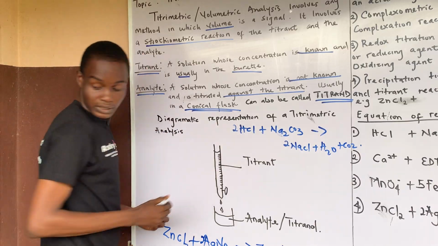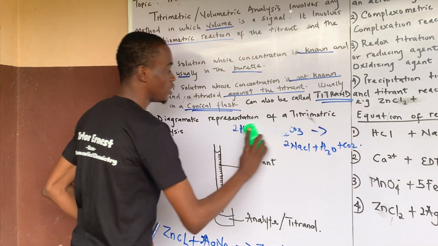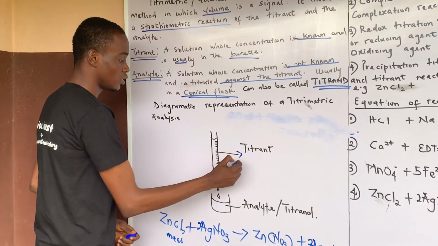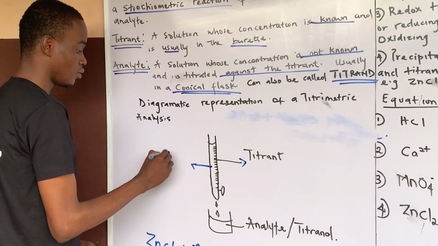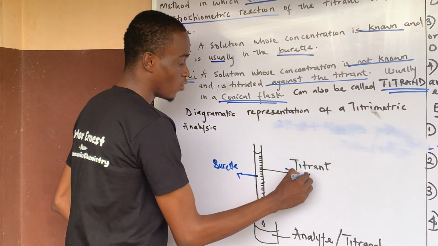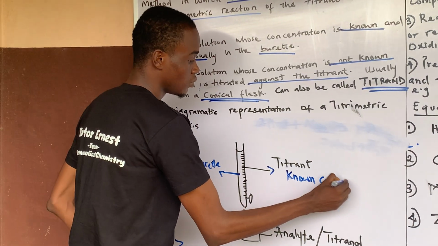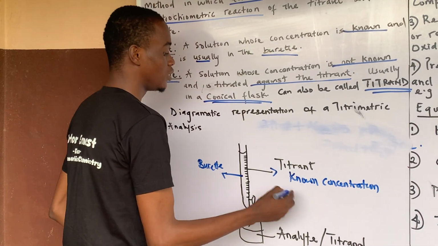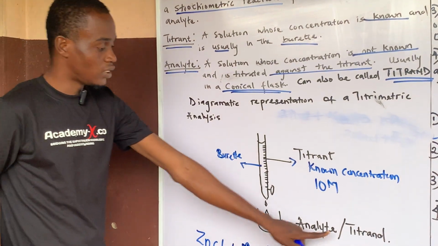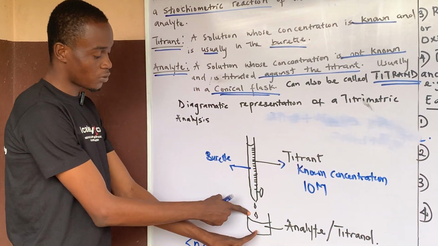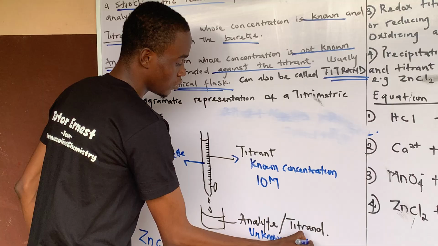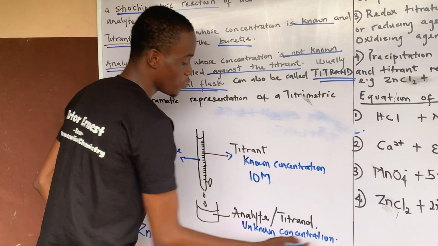So I will give a diagrammatic representation of titrimetric analysis, where we have the titrant in the burette. This is your burette. The titrant is always in the burette, and remember I said the titrant is of known concentration. Probably say it is 10 molar. And the analyte or the titrand is also always in the what? Conical flask. Or this is of what? Unknown concentration. We don't know this concentration.